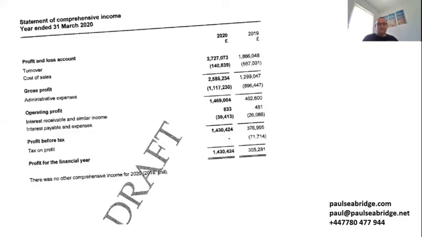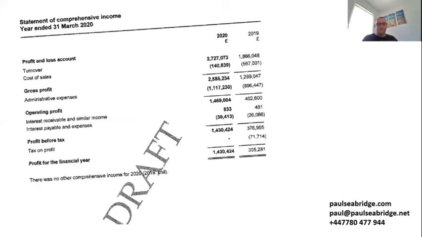This is an example of a profit and loss account or an income statement. You can see that this company has a turnover or revenue of 2.7 million, has cost of sales of 140 grand. That gives a gross profit of 2.5 million. Its operating expenditure, in this case referred to as administrative expenses, so things like staff, rent, rates, utilities, is 1.1 million. That gives an operating profit of 1.4 million.